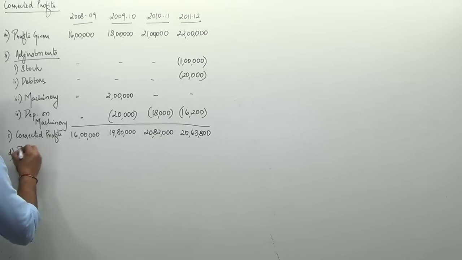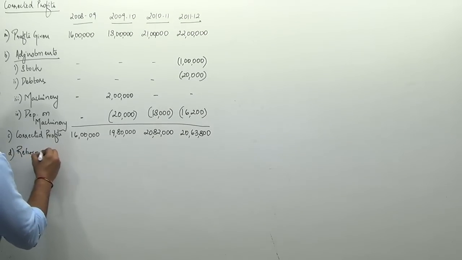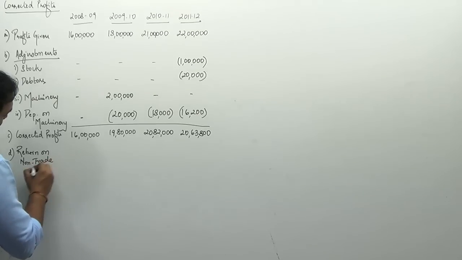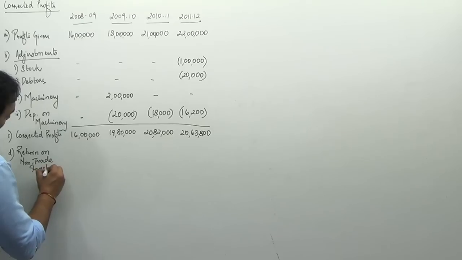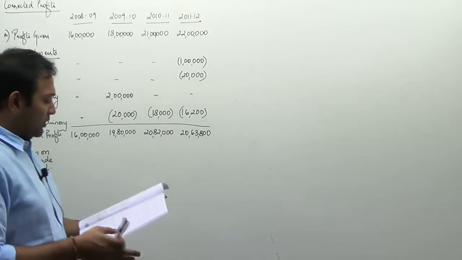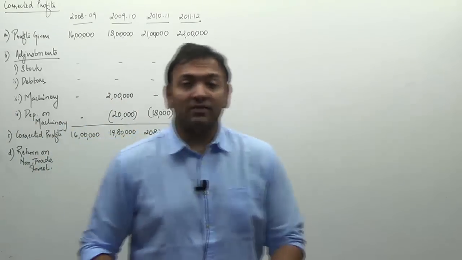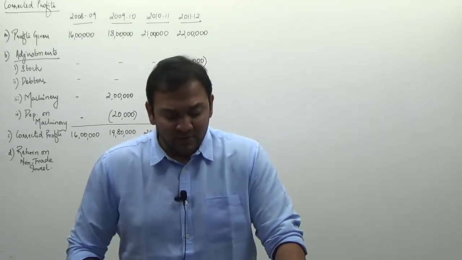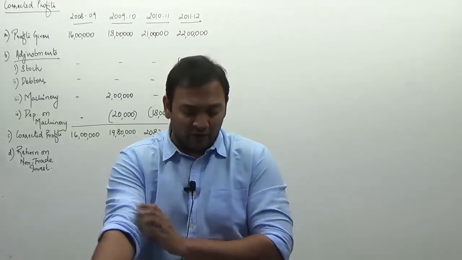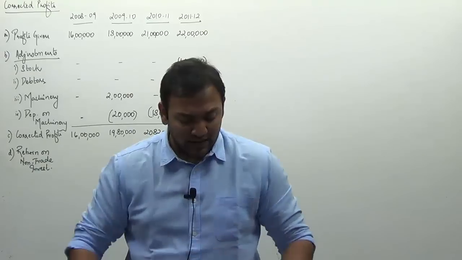Give an adjustment for return on non-trade investments now. Check guys, read that point very carefully. Point number 3. From point number 2, last sentence, he says the trade investments constituted 10% of the total investment. That means non-trade investments are the balance 90%. Investment total is 16 lakhs. If 10% is 1,60,000, 90% is 14,40,000.